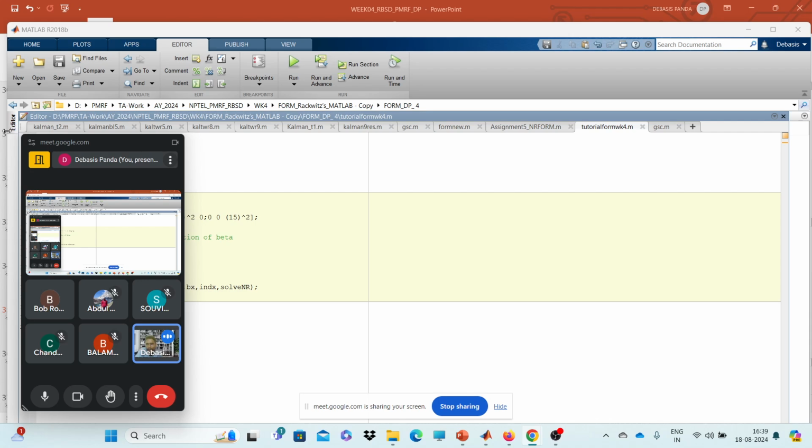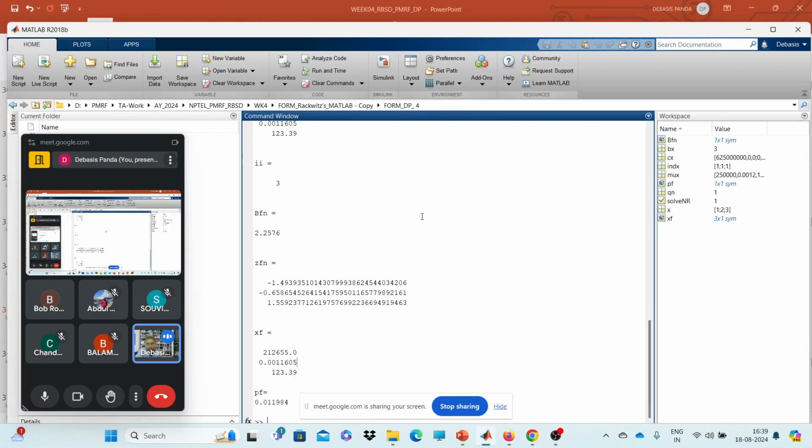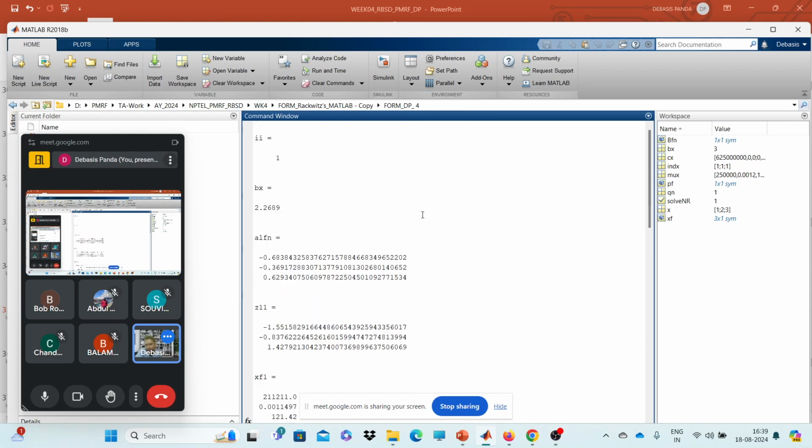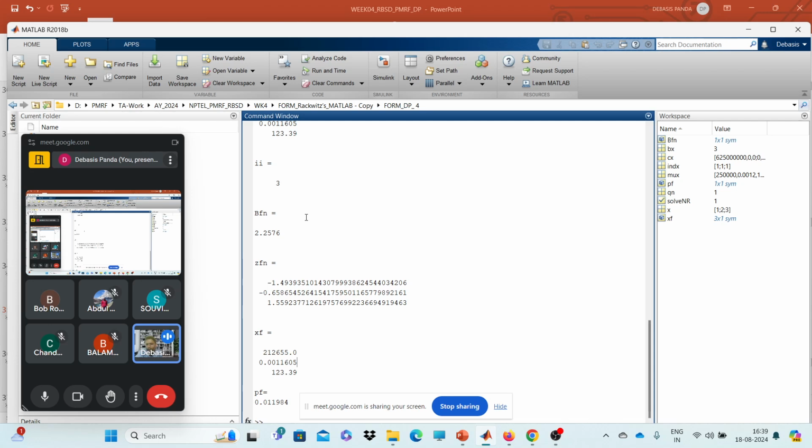Otherwise, these iterations we have solved using MATLAB take just 2 seconds to solve. But if we want to solve it through pen and paper, it will take a hell of a lot of time. Look at this, all the values you want to get have been printed, and this is your final pf and this is your final beta. You will get all these things from the code.